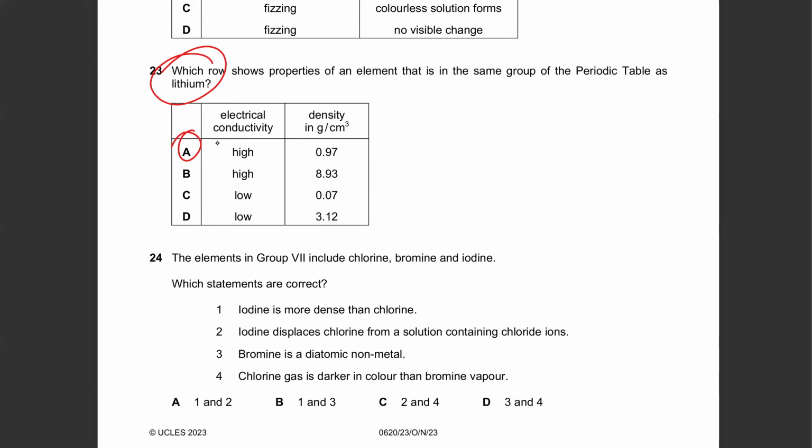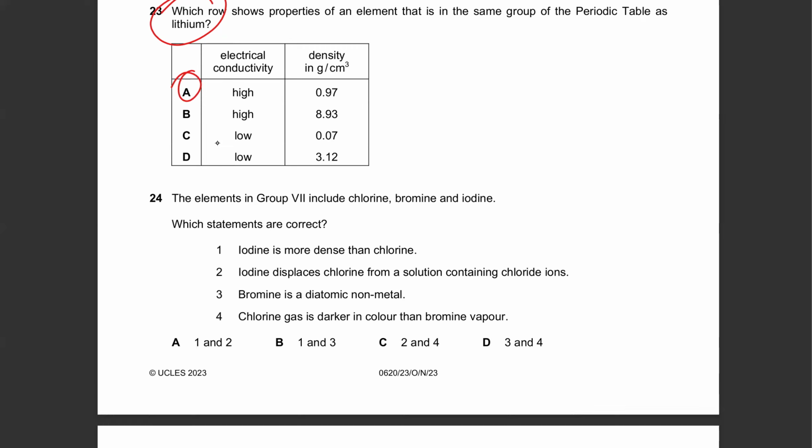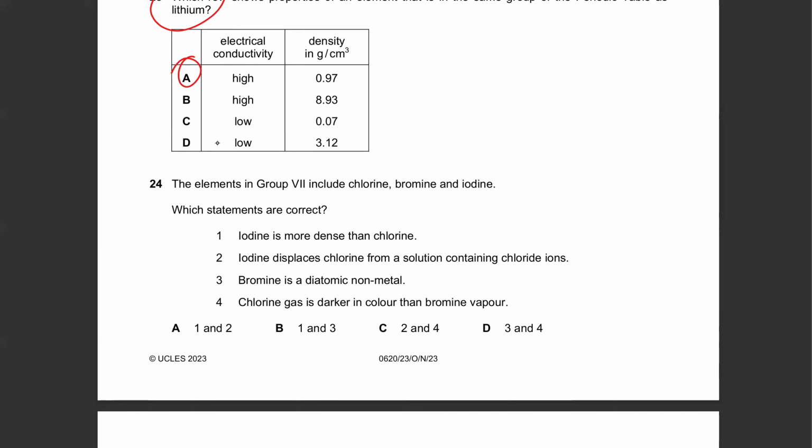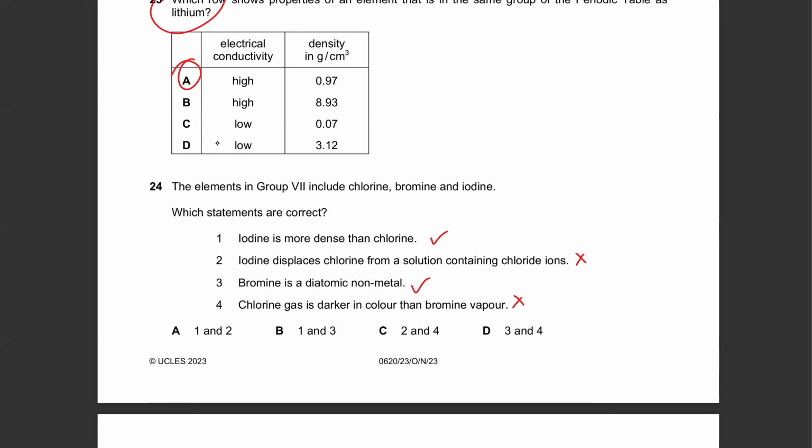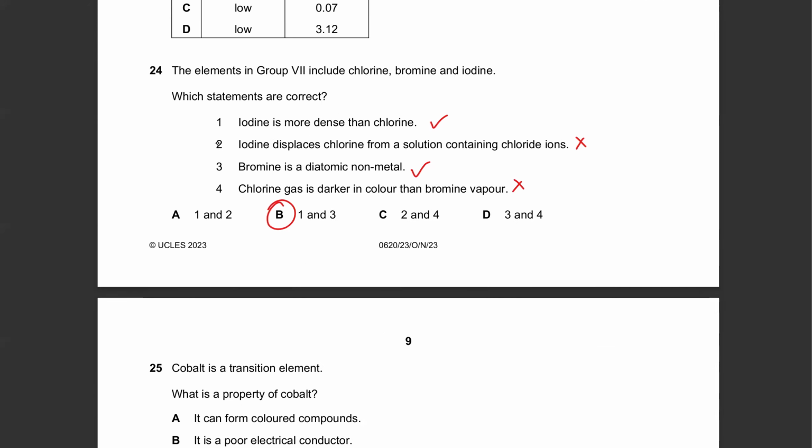The elements in group 7 include chlorine, bromine, iodine. Iodine is more dense than chlorine. Is that true? Yeah. Iodine is a solid, chlorine is a gas. Iodine displaces chlorine from a solution containing chloride. Is that true? No, it's not. Iodine is less reactive. Bromine is a diatomic nonmetal. Yeah. Chlorine gas is darker in color. No, it's lighter, so it's B. So 1 and 3.